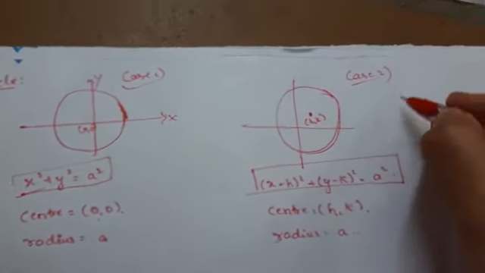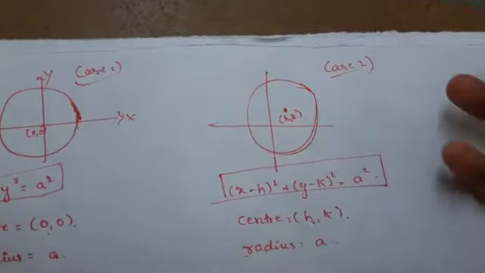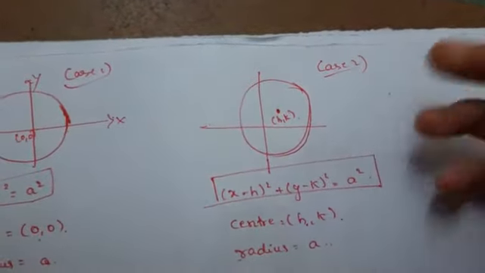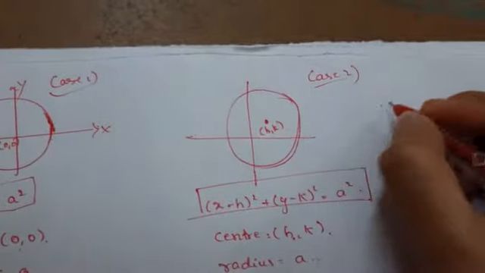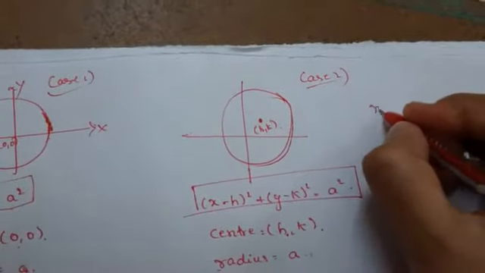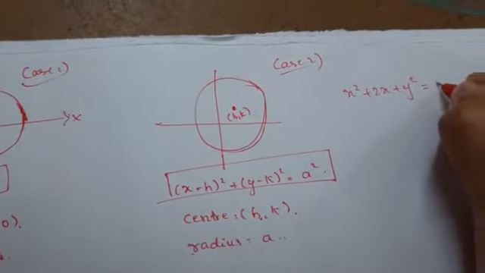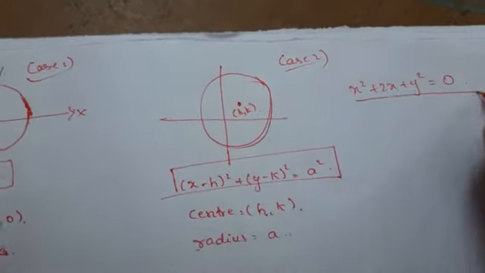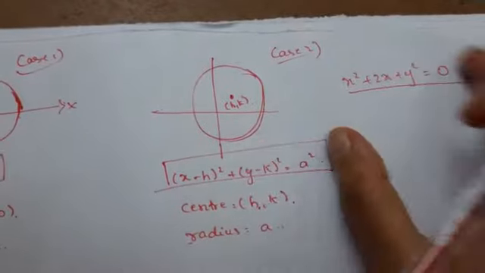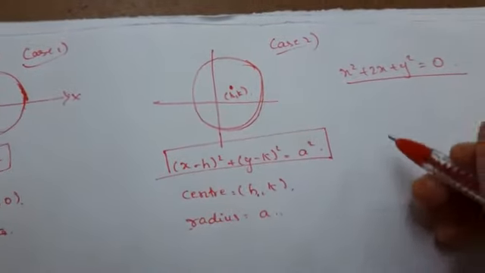So here it comes with one of the special cases. If there is an equation, or if they have asked a question, find the area of the circle x square plus 2x plus y square is equal to 0. Suppose if they asked us to find the area of a circle of this type, then how are we going to deal with this?